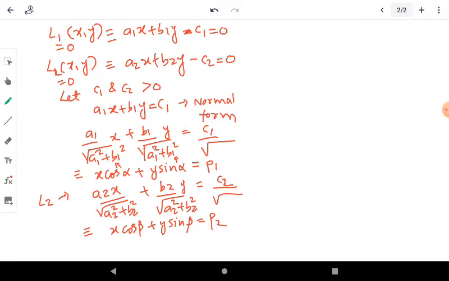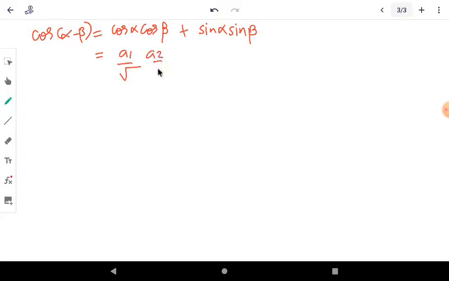So guys, if I ask you cos(alpha minus beta) using compound angle results from trigonometry, it is cos alpha cos beta plus sin alpha sin beta. So cos alpha cos beta is a1 upon under root a2 upon under root b1 upon under root b2 by under root. So cos(alpha minus beta) basically turns out to be a1 a2 plus b1 b2 upon under root.